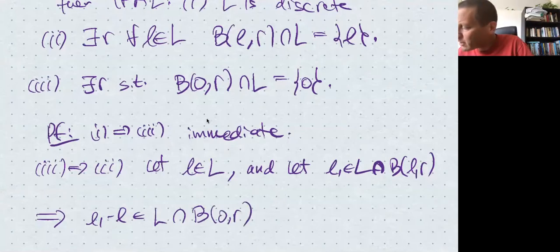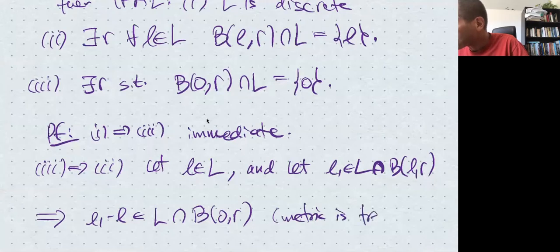What I did was I subtracted little l from here and from here, and I moved the ball around l to the ball around 0. And since I was in an additive group, this element is in my additive subgroup, and it's also in this ball because the metric is translation invariant. So this implication is true because the metric is translation invariant, and L is an additive subgroup.